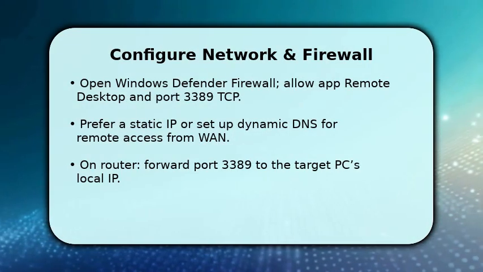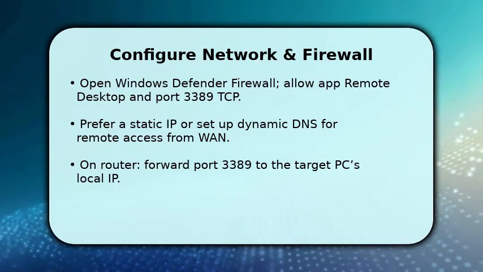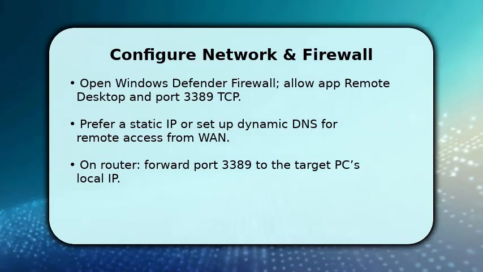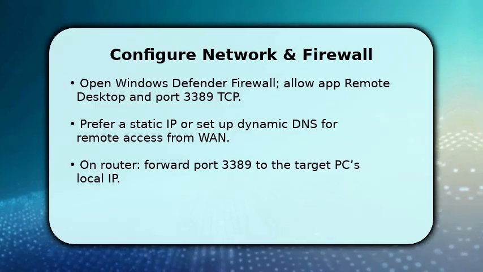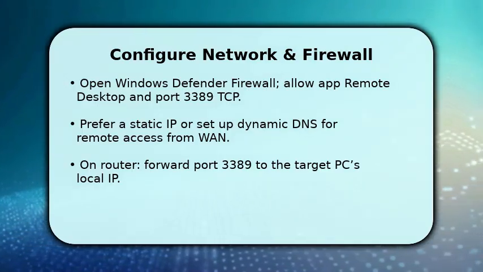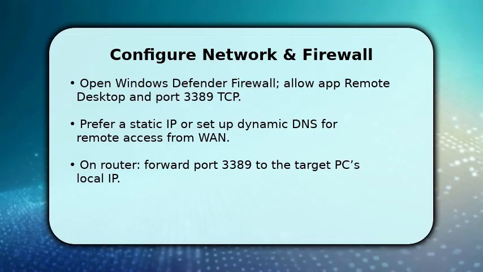Next, configure network routing and firewall so your client can reach the PC. In Windows Defender Firewall, allow the Remote Desktop app or open TCP port 3389. This permits the protocol through.